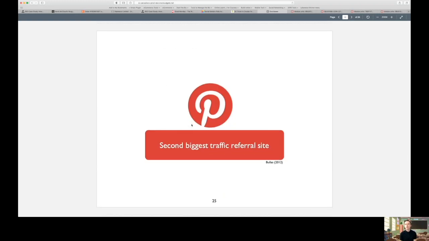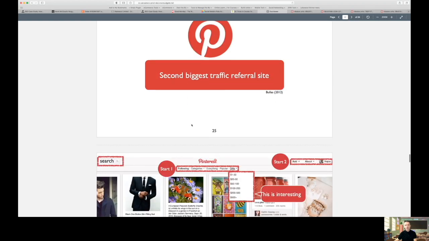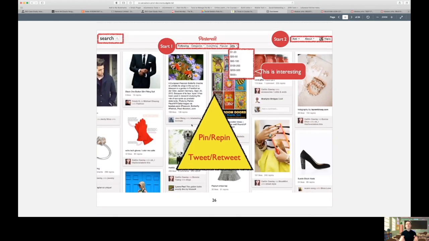Pinterest might not be as popular as you might think at your end, but it's still a popular social networking site. It brings a massive amount of referral traffic. In fact, if you head to their website, you will notice that several features are very similar to Twitter. Like, a pin is like a tweet. Repin is like a retweet.